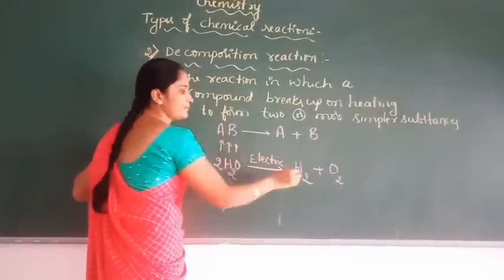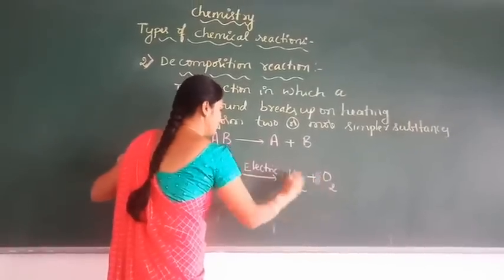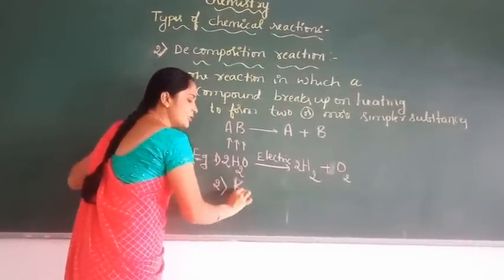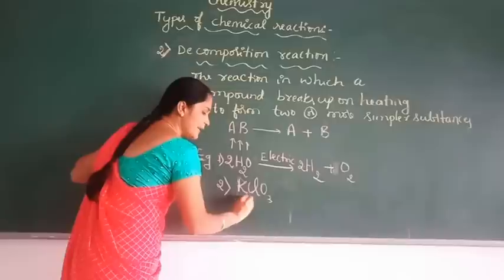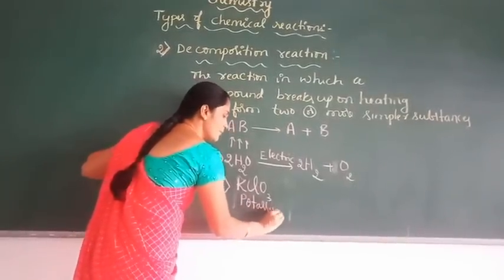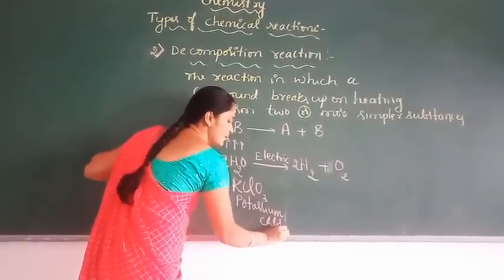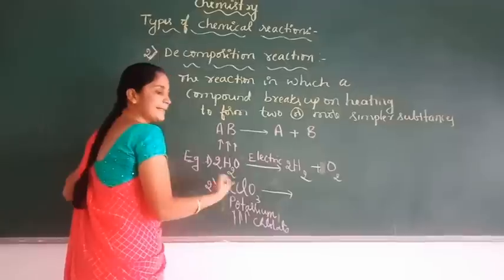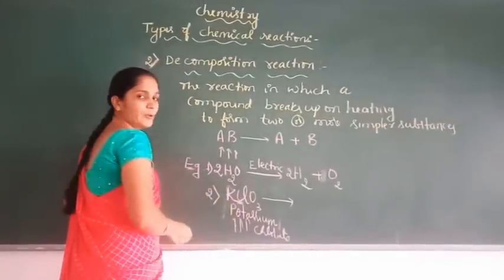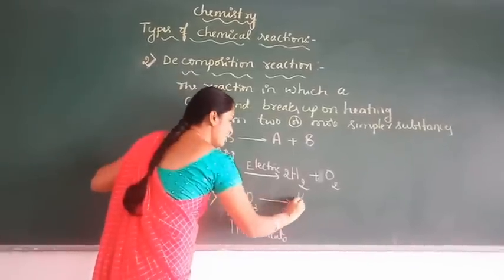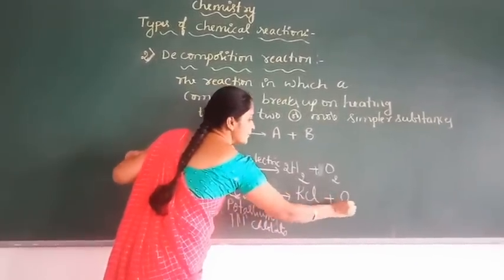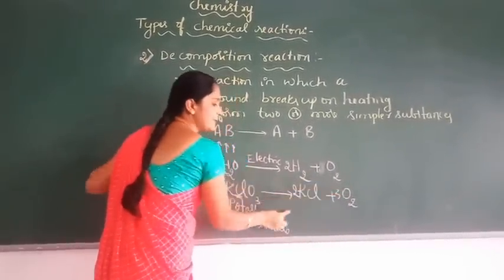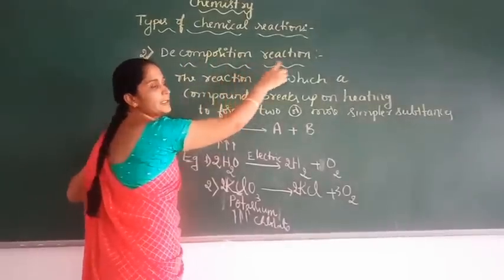The next example is potassium chloride. When potassium chloride is heated, it breaks up to give potassium chloride and oxygen. So, these are the examples for decomposition reactions.